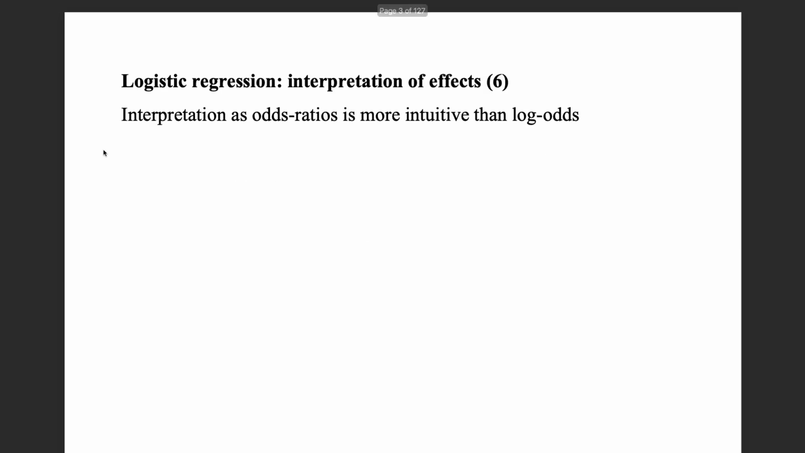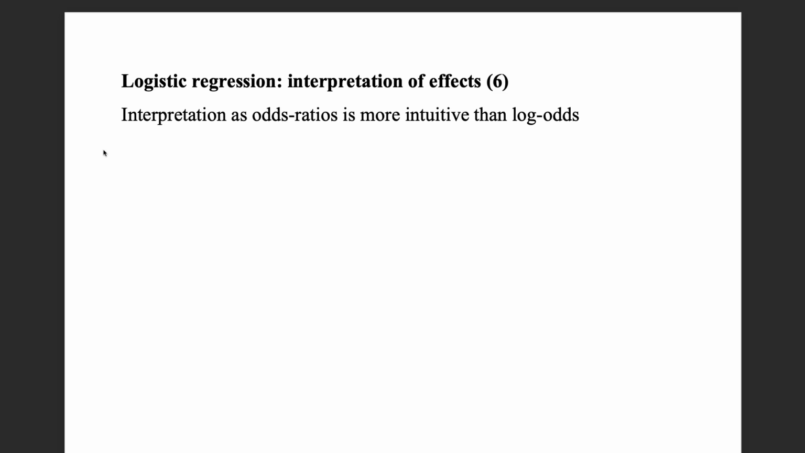So let's dive in. We already saw that we can interpret effects in a logistic regression model as linear and additive effects on the predicted log odds, but that's not very intuitive, because log odds is a double mathematical transformation: from a probability into an odds, and then taking the natural logarithm of that. Mathematically that makes sense, but it's quite hard to understand what that really means.